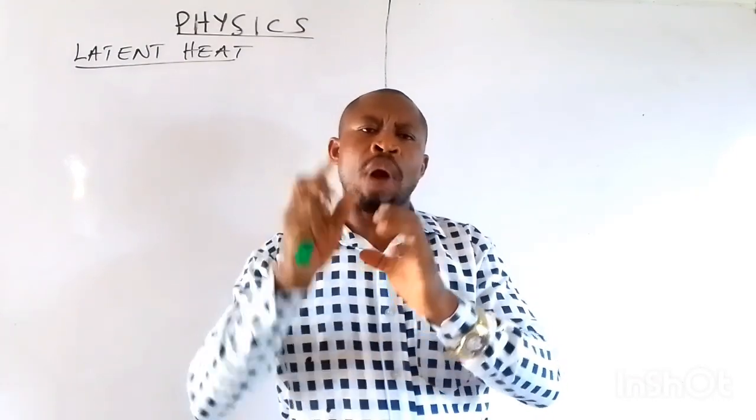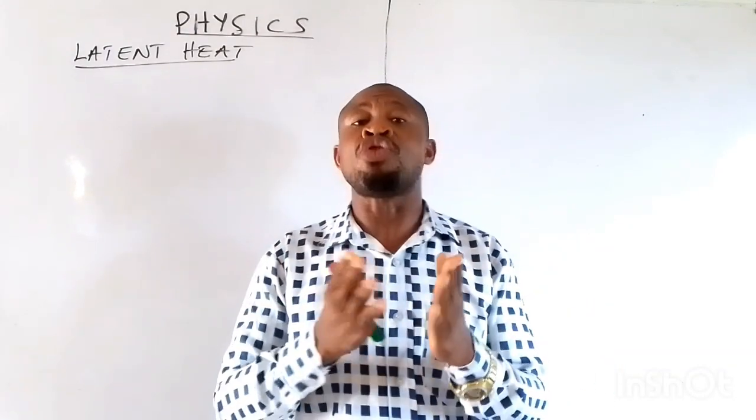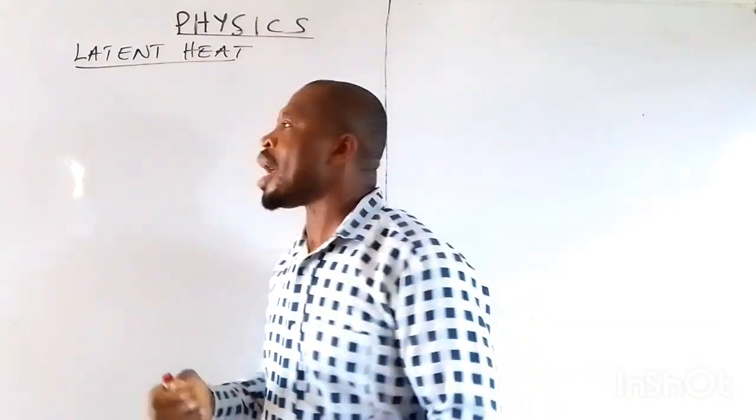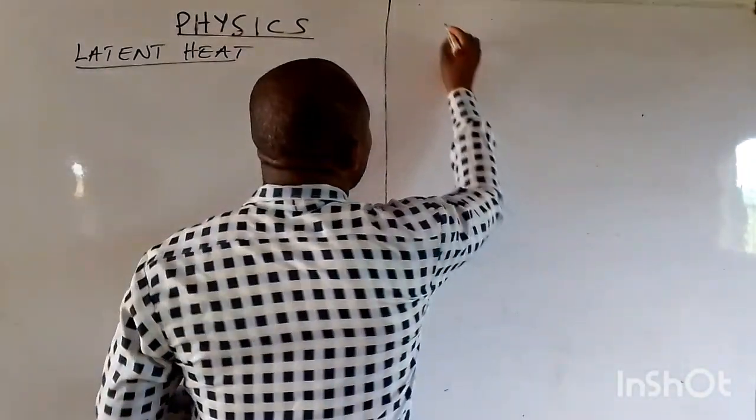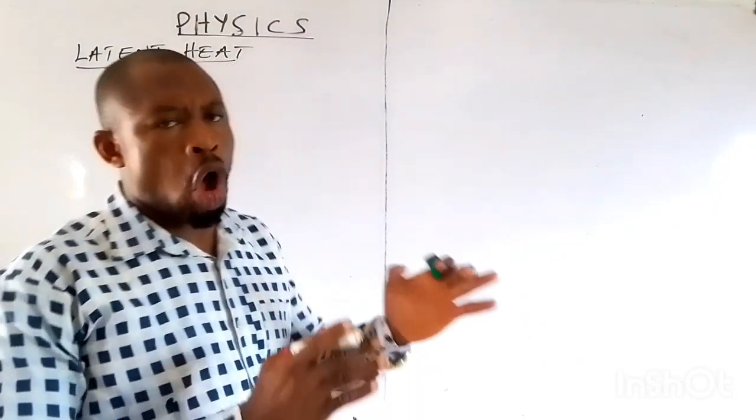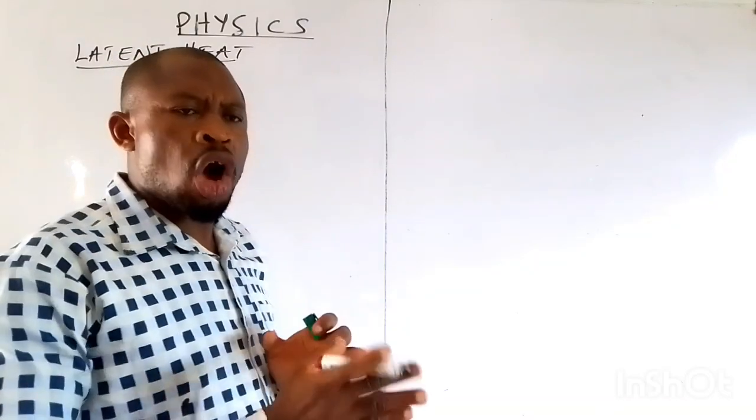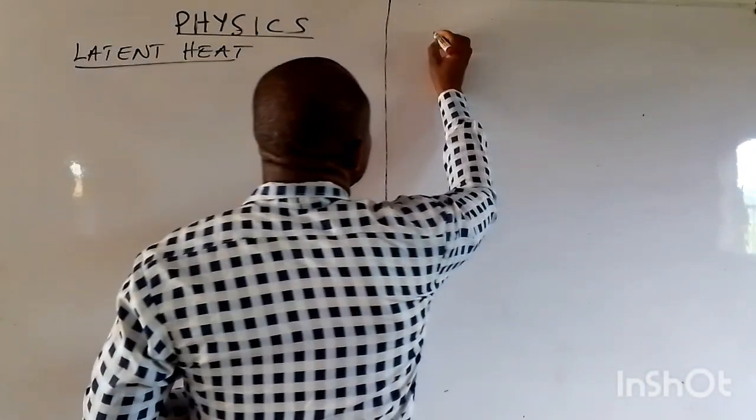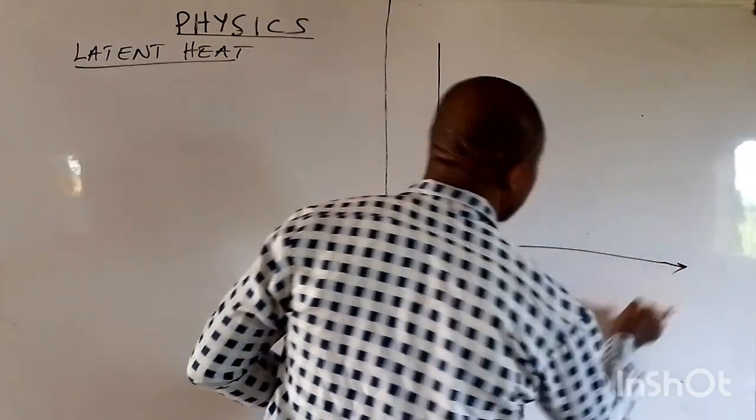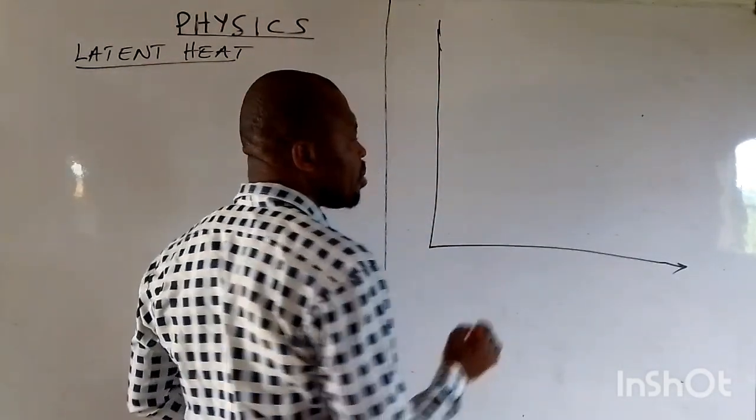what happens when a change of state occurs in a substance. We can use some ice cubes to experiment with this. For example, we can have a heating curve or a cooling curve. But for this lesson, we are going to concentrate only on a heating curve. Now, if we have a heating curve, that means we can have a plot of temperature versus time.